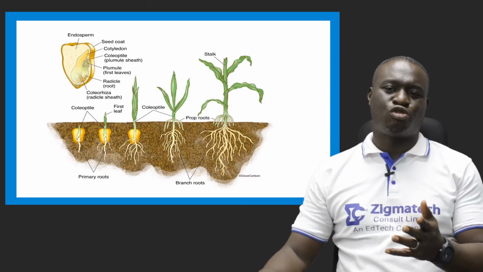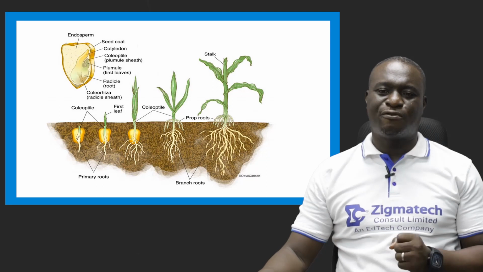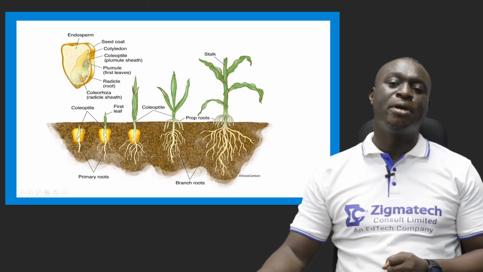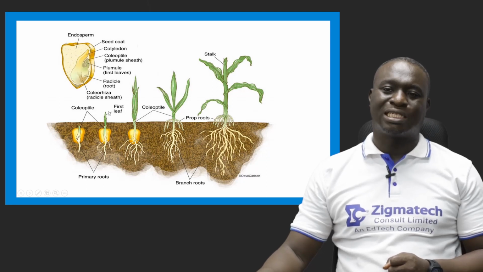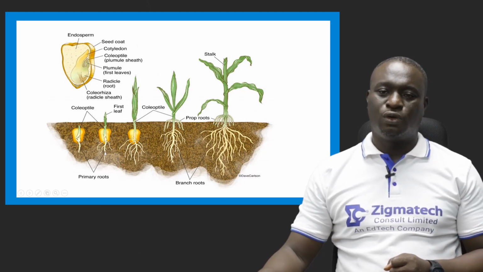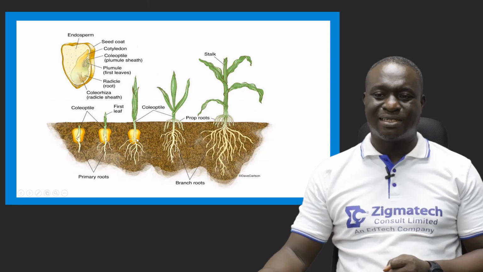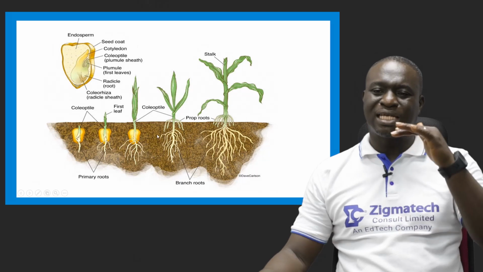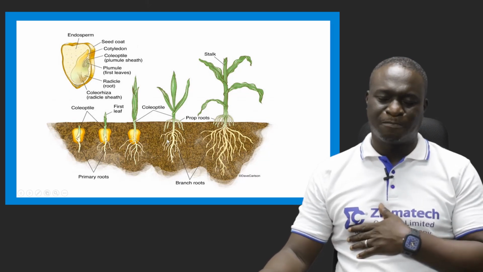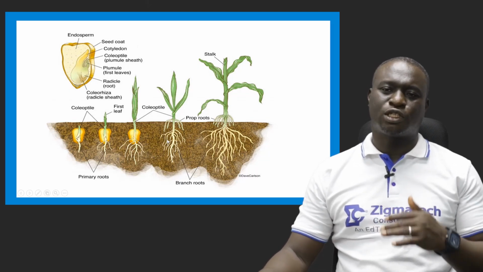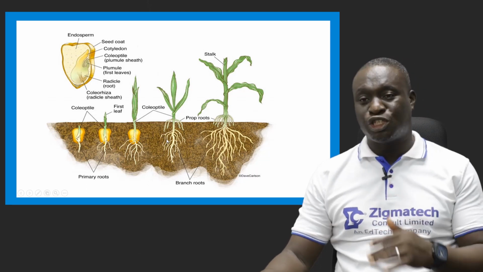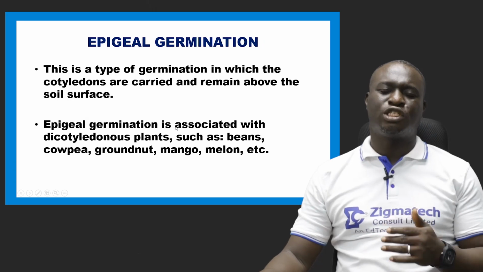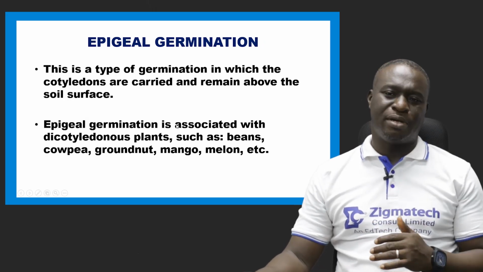Now, if you look at the structure here, you can see in the first stage the radicle going down and the plumule coming up. You can see the plumule is out, and the radicle is out, but the seed itself still remains beneath, inside of the soil. So this is the process of hypogeal germination. Now we have the next type of germination, which is called epigeal germination.